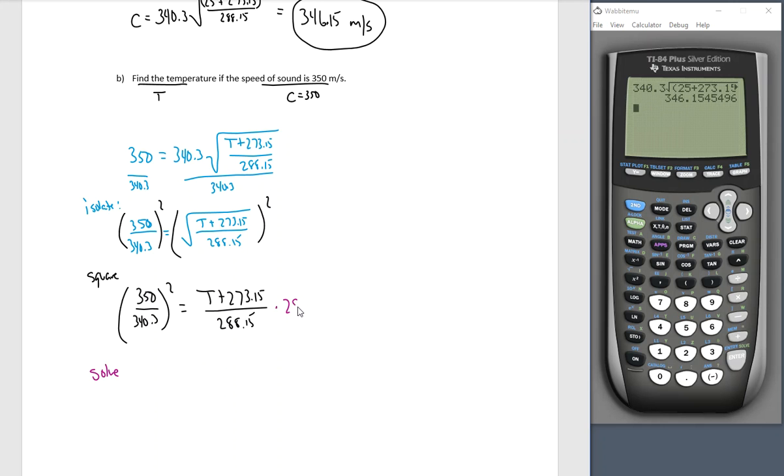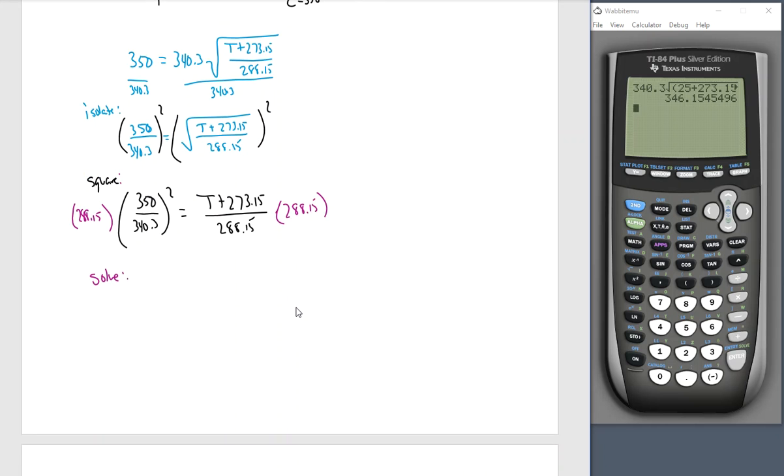In order to solve, first thing we do is get rid of that denominator. Nobody really likes denominators. Not really even mathematicians, but we'll lie to you and tell you we do just to try to get you to like what we do. Not because we need approval, just because we like it so much, we like to share it with others. 288.15 times 350 over 340.3 squared equals T plus 273.15. Finally, let's subtract this 273.15 from both sides.